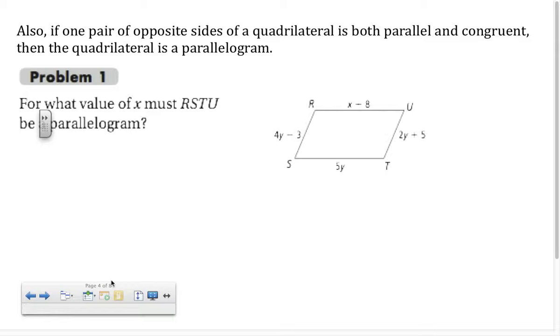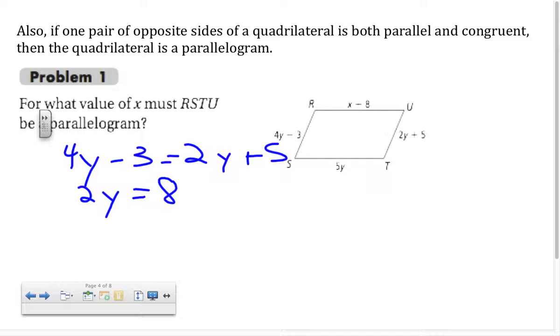So our equation then is 4y minus 3 equals 2y plus 5. Easy to solve. Subtract the 2y from both sides, we have 2y. Add the 3 to both sides, we have 8. And y is 4. And once we know what y is, we can take that and plug it in.